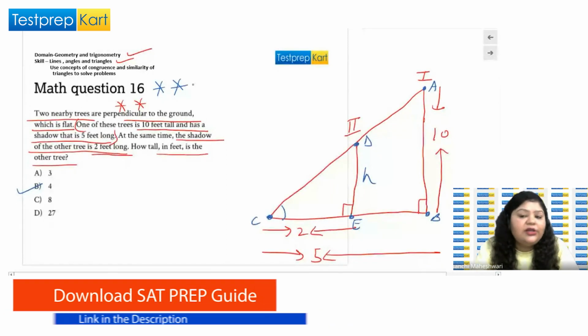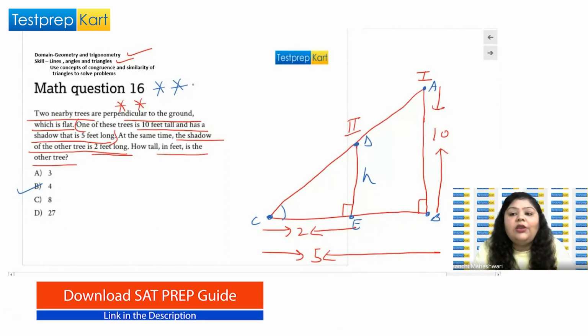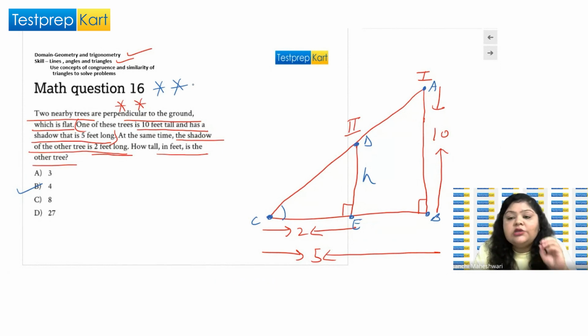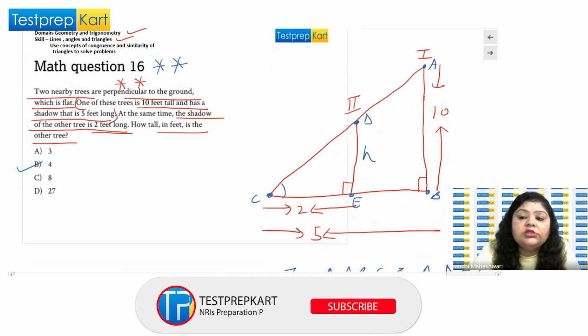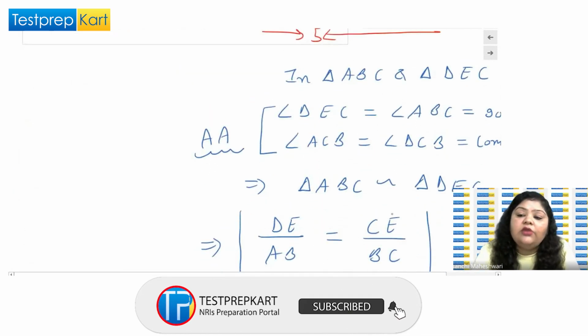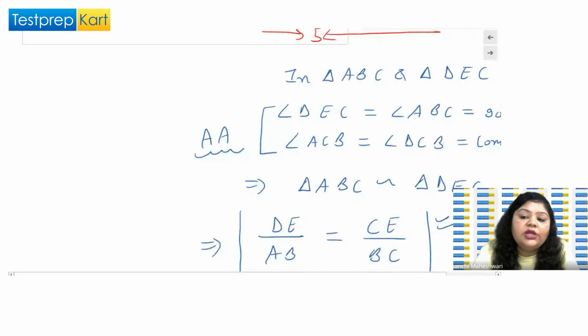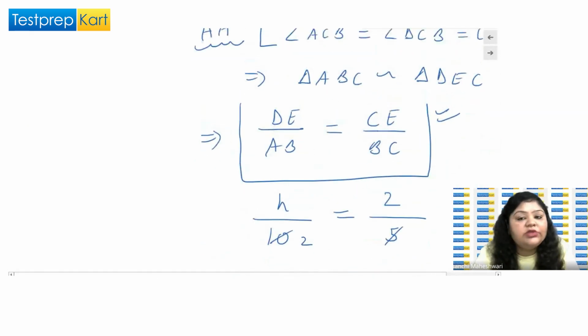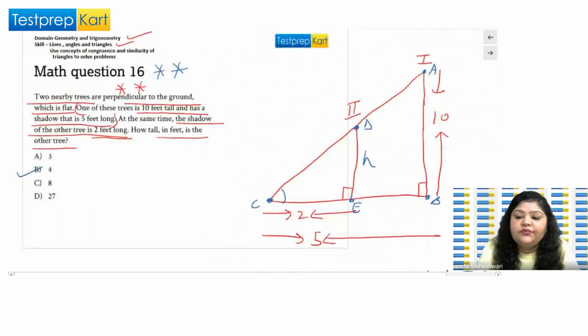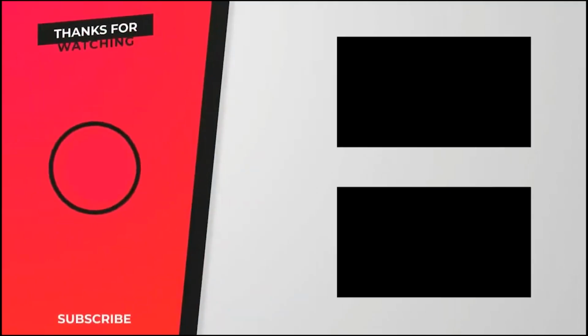The question is quite interesting. The only logic is that if two things are perpendicular to the ground, the one which is taller would have the longer shadow, and the one which is smaller would have a shorter shadow. With the help of the concept of similarity of triangles, you have to form this equation, and then you can find out the height of the second tree, which is 4 feet. So I hope this interesting question number 16 is clear to everyone. Clear? Okay, guys.